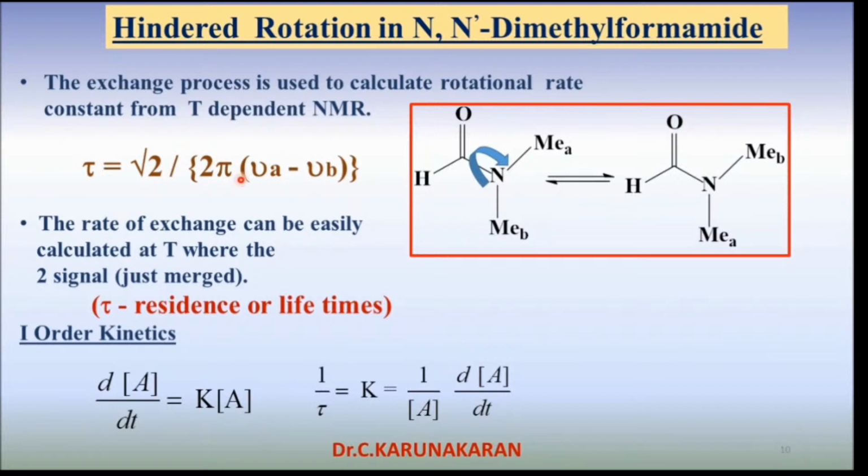Using temperature dependent NMR, we can calculate the rotational rate constant for this hindered rotation process. We know that 1 by tau, the lifetime, is equal to the rate constant. Therefore, the rate constant for this rotational exchange process can be calculated using dynamic NMR.